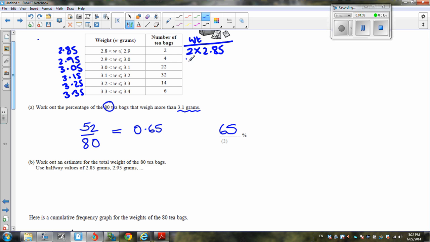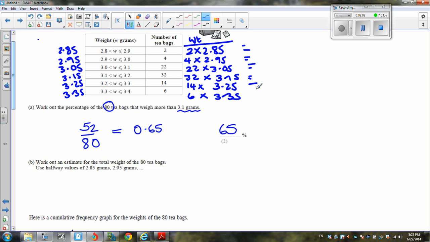And then we're going to do 4 times 2.95, 22 times 3.05, 32 times 3.15, 14 times 3.25, and finally 6 times 3.35. Now, if we work all of those out, here are the totals.